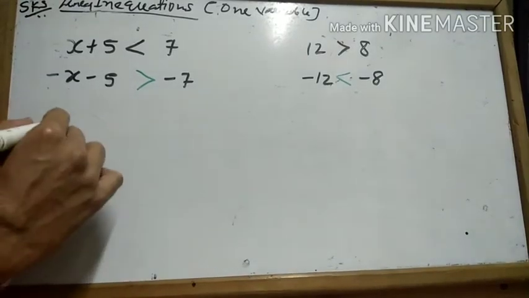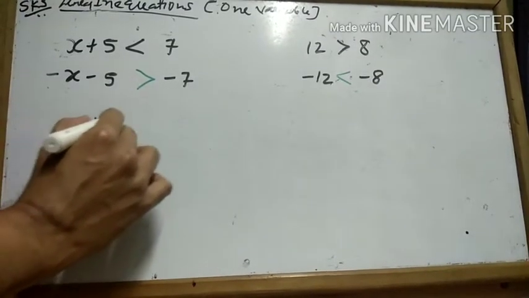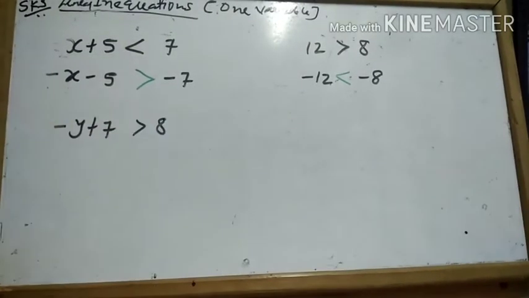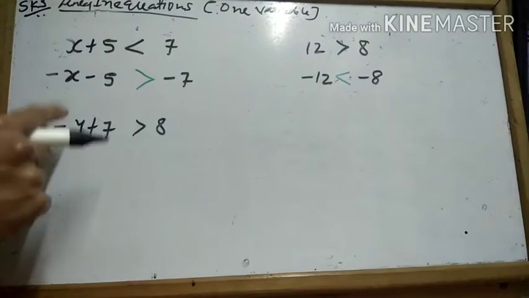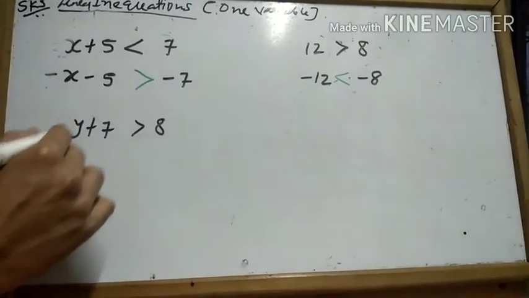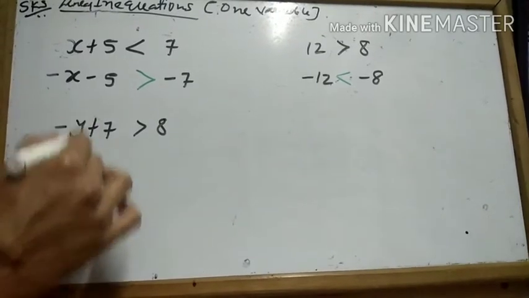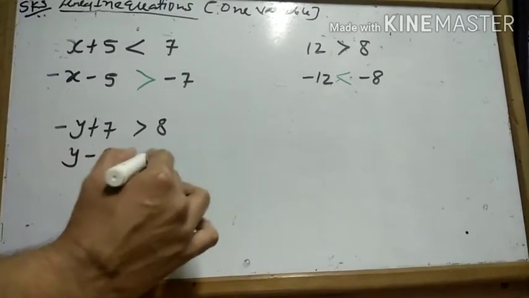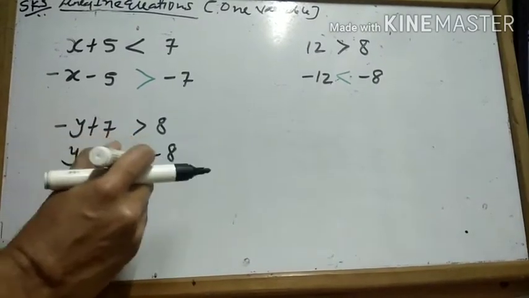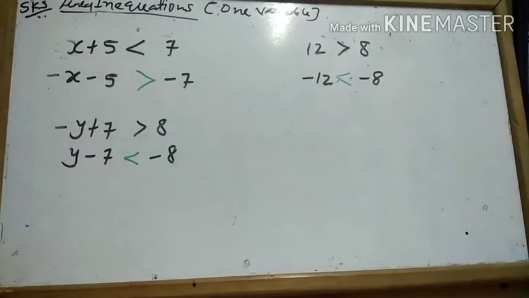One more example, suppose I am having negative y plus 7 is greater than 8, and if I want to change the sign of negative y, I cannot change only the sign of negative y. I'm changing the sign of each number. So negative y becomes positive y, positive 7 becomes negative 7, 8 becomes negative 8, and at the same time greater than sign will change to less than sign.